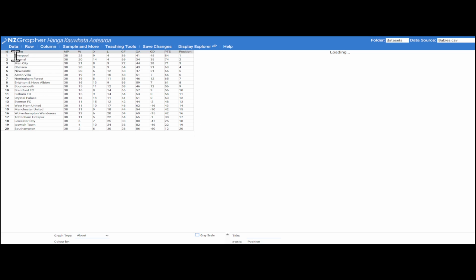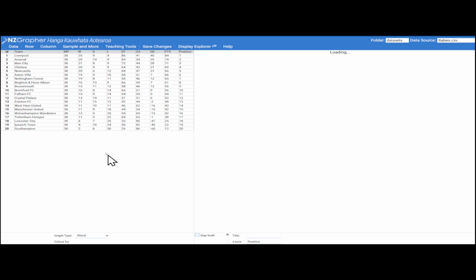So every team has 1, 2, 3, 4, 5, 6, 7, 8, 9 pieces of data attached to that team. So I guess you could say this is multivariate, meaning 9 variables, but we're only going to look at 2 because 2 is what we can graph. And again, I'm going to be using NZ Grapher, and the link will be in the description.